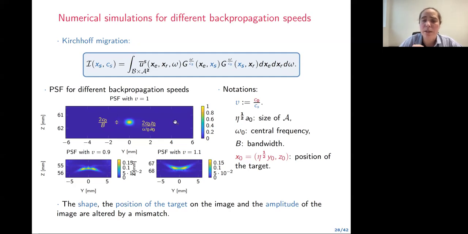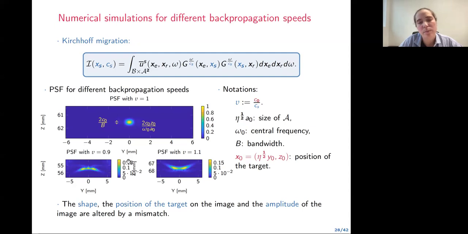Okay, then what happens if you don't take the good backpropagation speed? So on the left, you have a faster backpropagation speed, and on the right, slower. So you have three effects. The most obvious is the shape. The shape of your PSF is not the same. The second effect is the position. If you look on the left, you can see that if you choose a faster backpropagation speed, then your bright spot is higher in your image, which makes sense, of course.